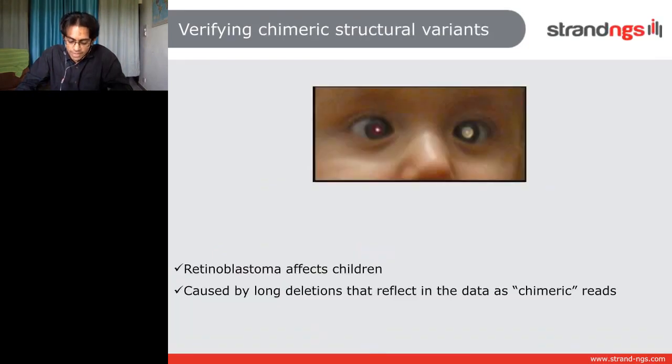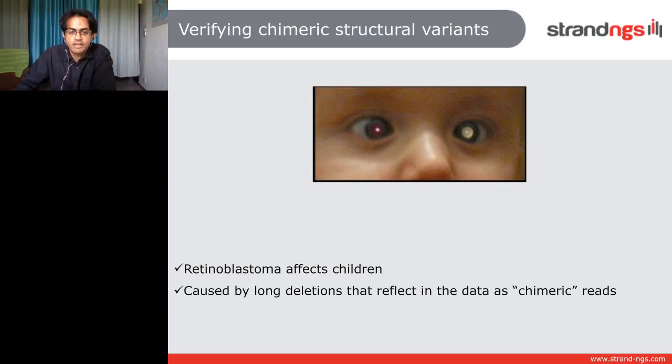So that was one application and one thing that a bioinformatician might spend some of his time on. The other application of Strand NGS Server, and one that is again very commonly used, is in trying to verify chimeric structural variants. And if you don't really know what that means, it really doesn't matter. I'm going to try to explain it to you.